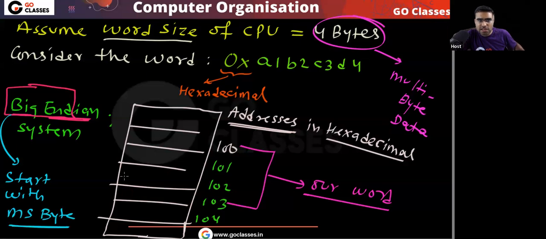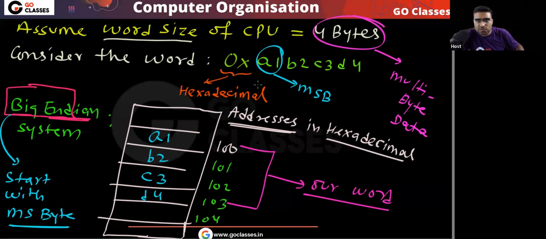Okay. So let's start with the most significant byte. This is your most significant byte, right? Correct. Yes or no? So let's start with this. So A1, then the next byte B2, then the next byte C3, then the next byte, that is D4. Is this clear? Please tell me. Yes or no? Okay. So very easy.